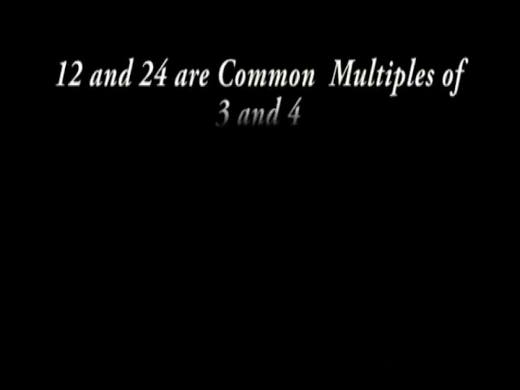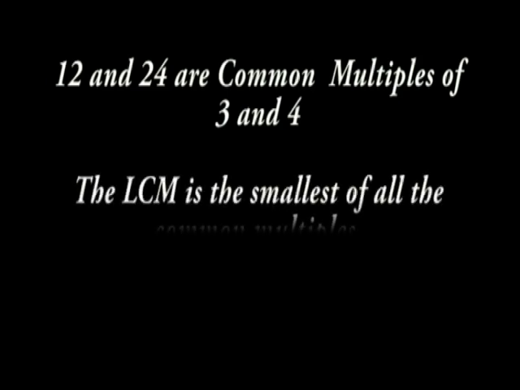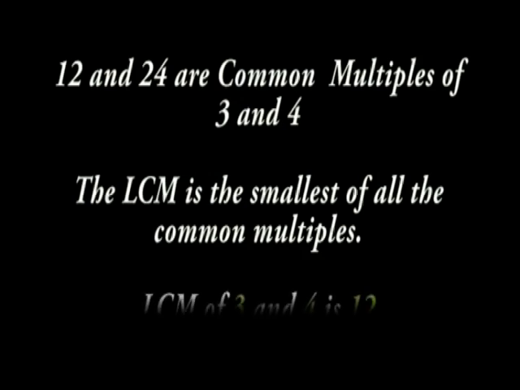A common multiple of 2 or more numbers is that multiple that occurs in both lists. For example, 12 and 24 are common multiples of 3 and 4. The LCM is the smallest of all the common multiples. Therefore, the LCM of 3 and 4 is 12.